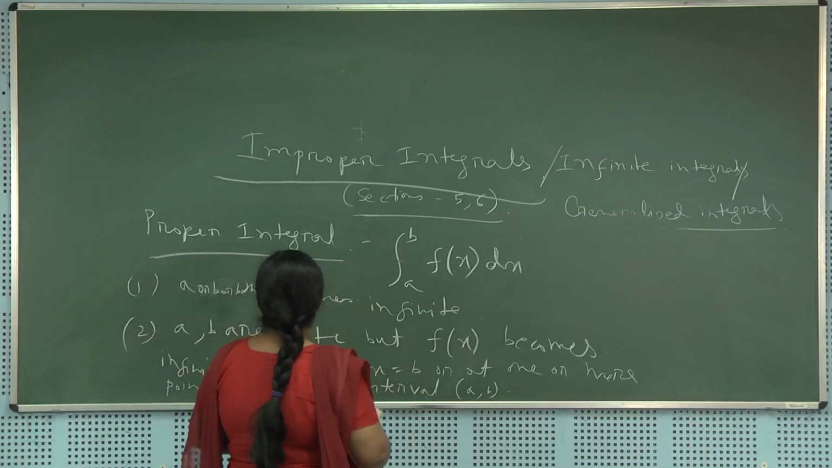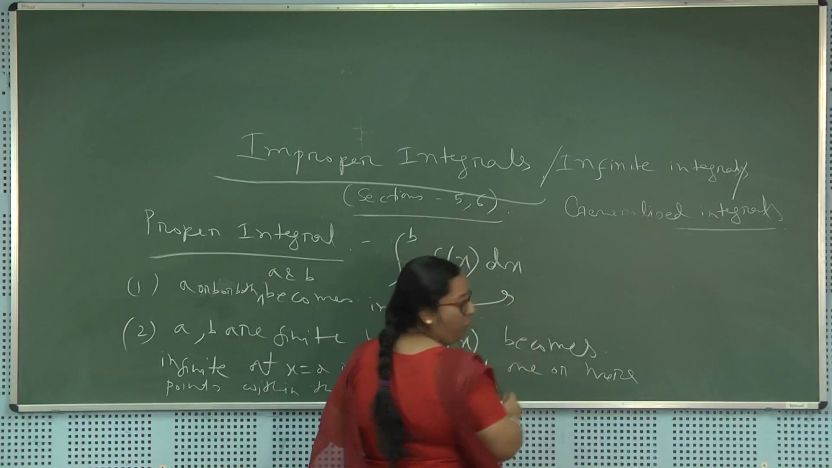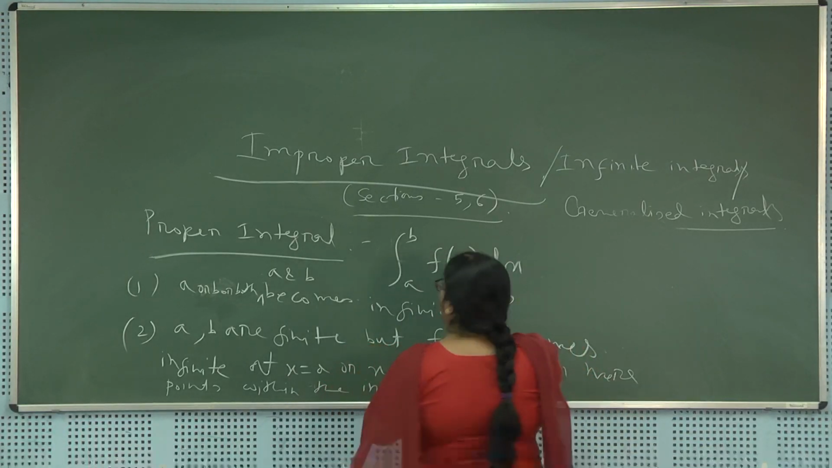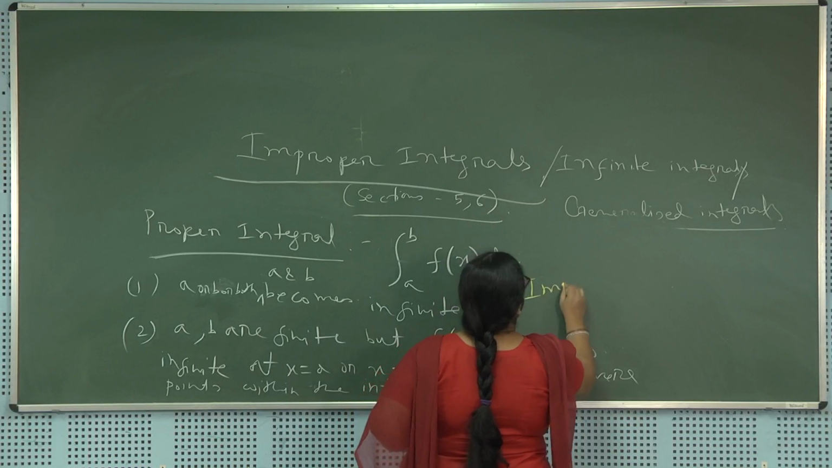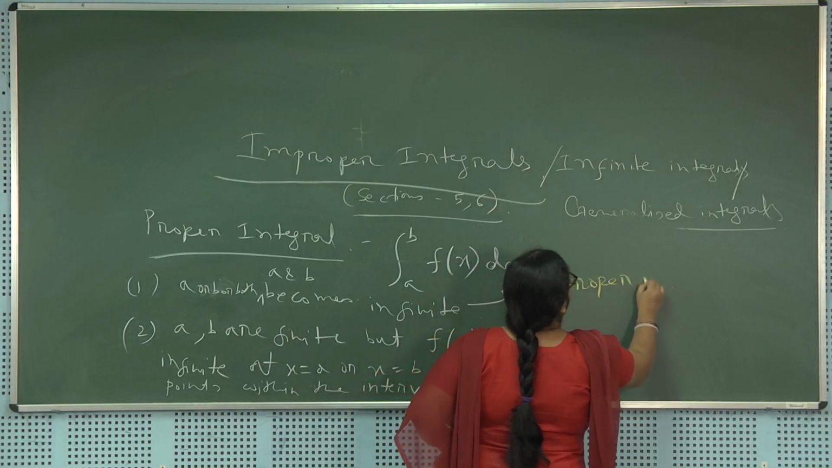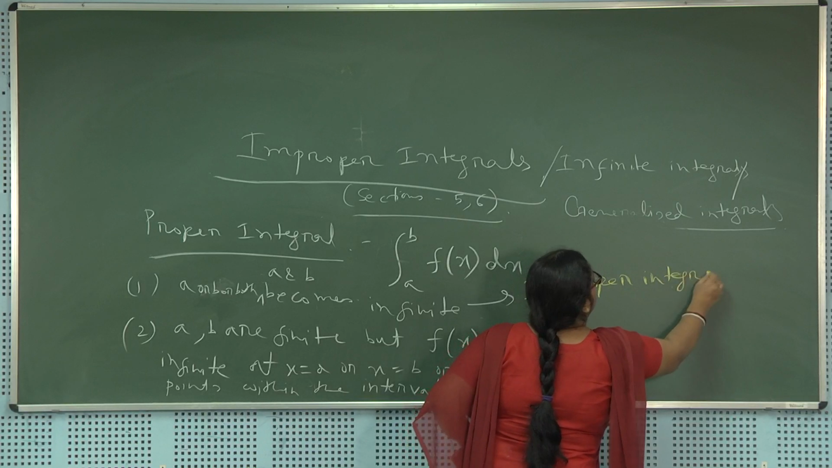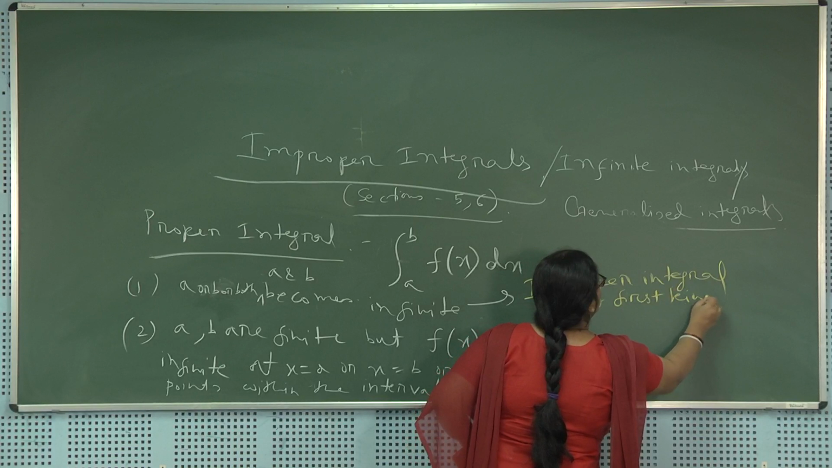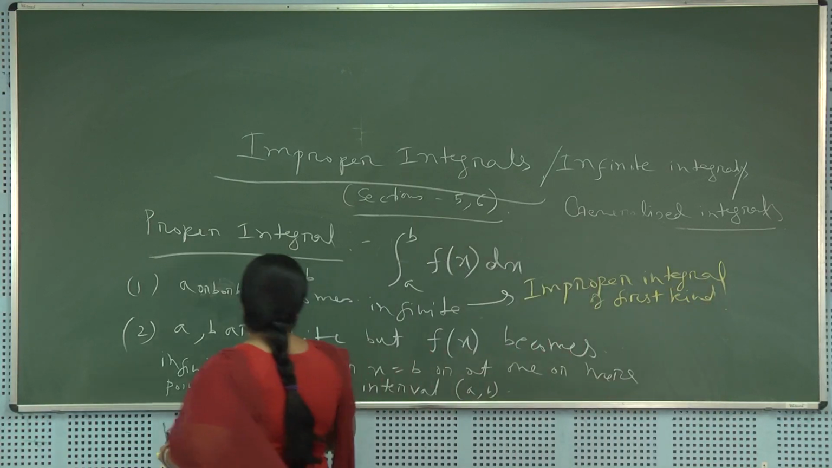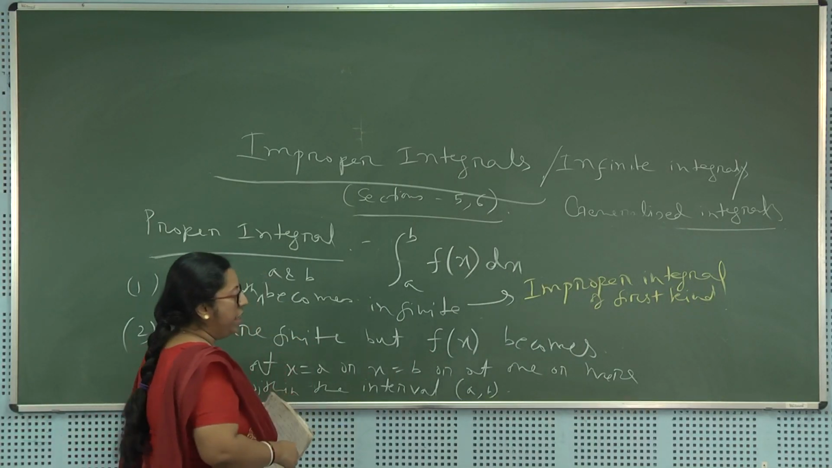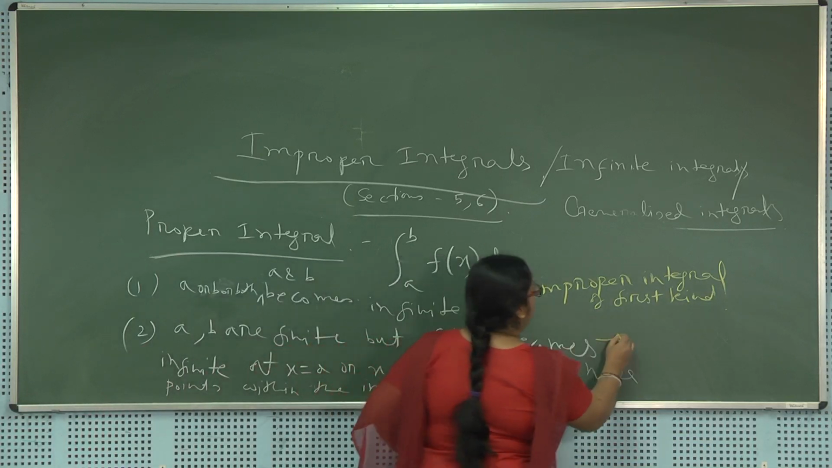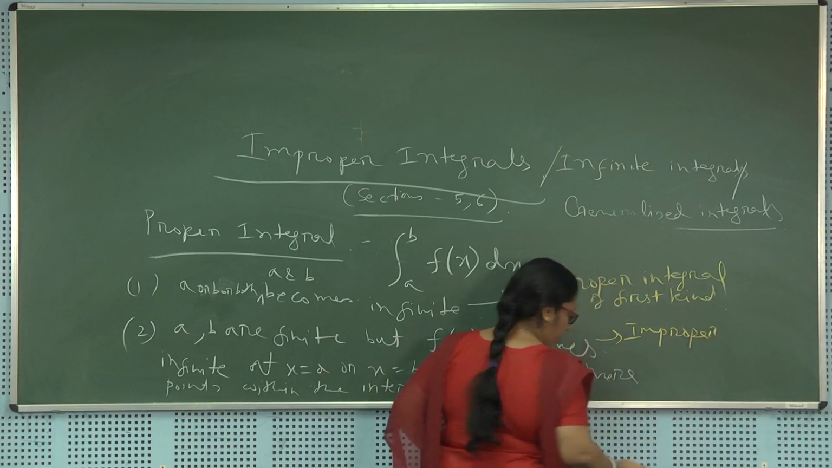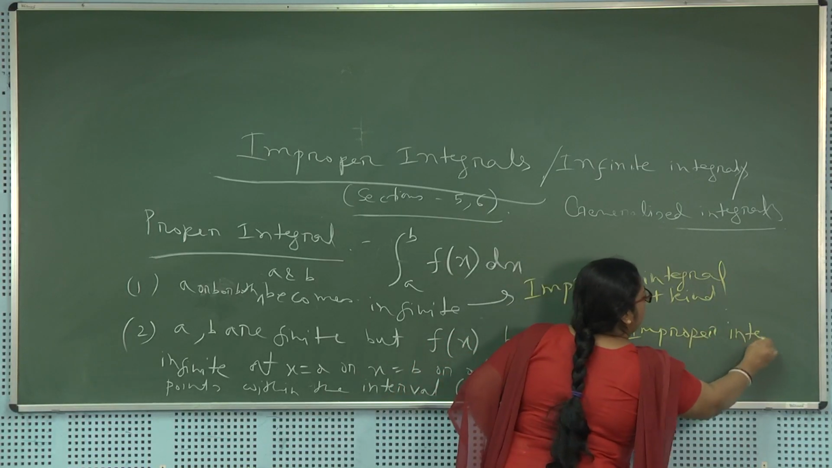The first case is called improper integral of first kind, very important. So, this first case is called the improper integral of first kind. The second case, that is when a and b are finite, but the function becomes unbounded or infinite, is called improper integral of second kind.